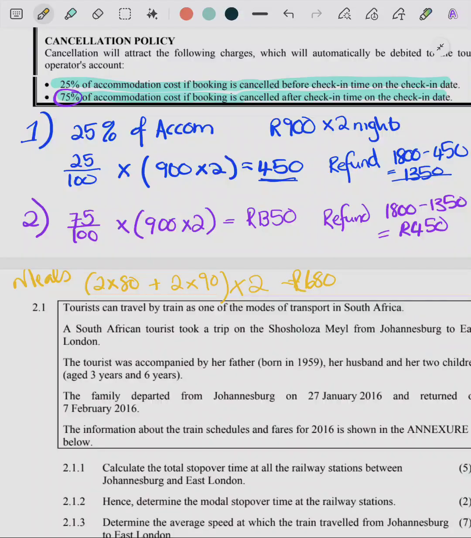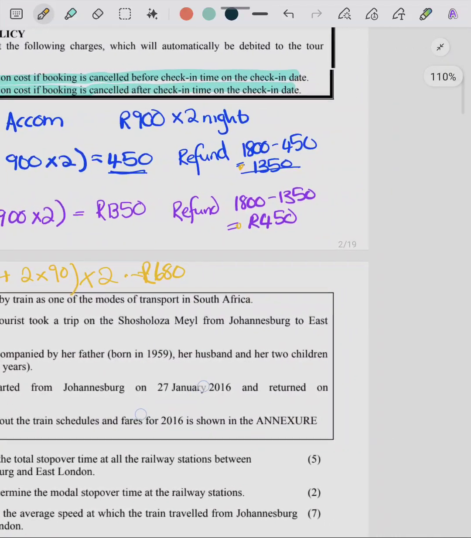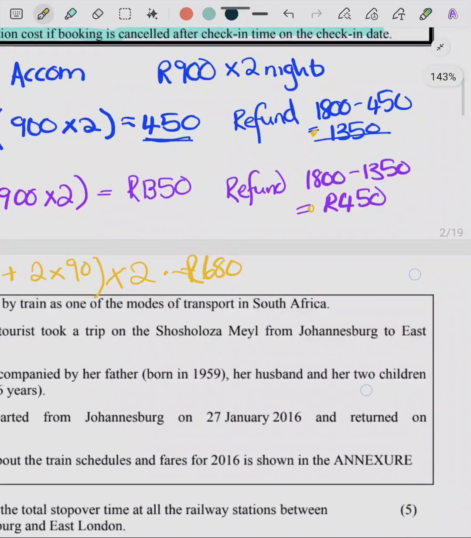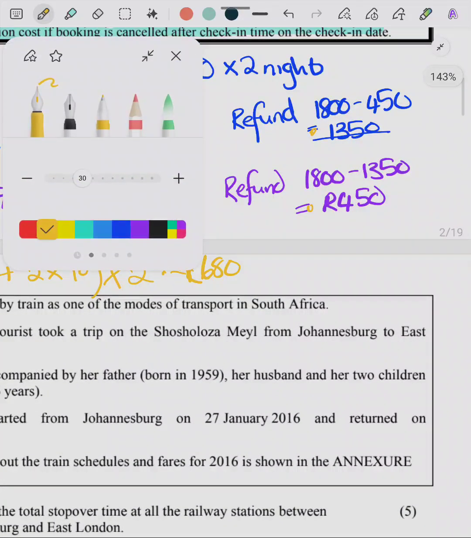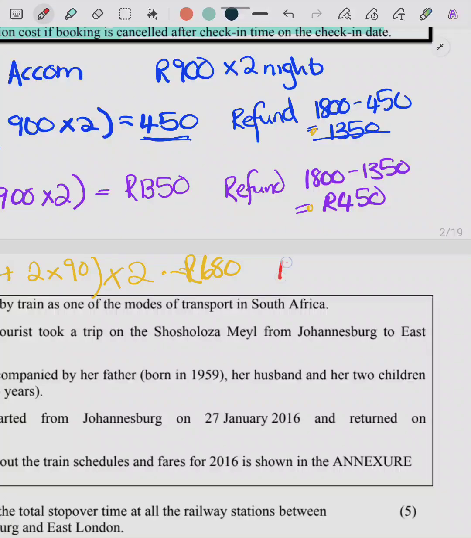Therefore, we now have each of their refunds and their meals, and if you combine those 3 all together, just through adding, and I'll do it on the side here, I'm a little out of space. We will say, okay, we need to say 1350 plus 450 plus the 680, and their total refund is going to be 2480.